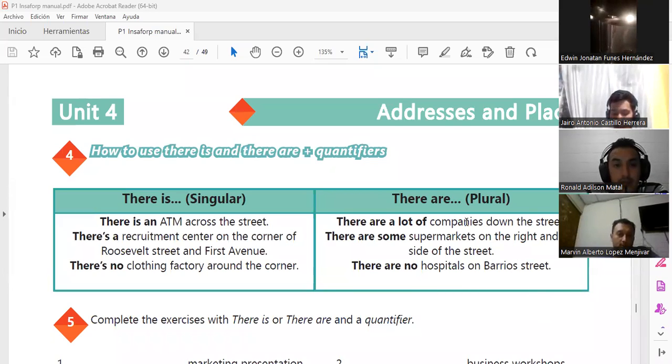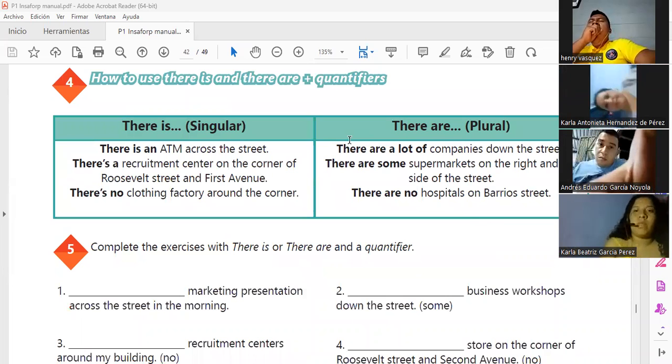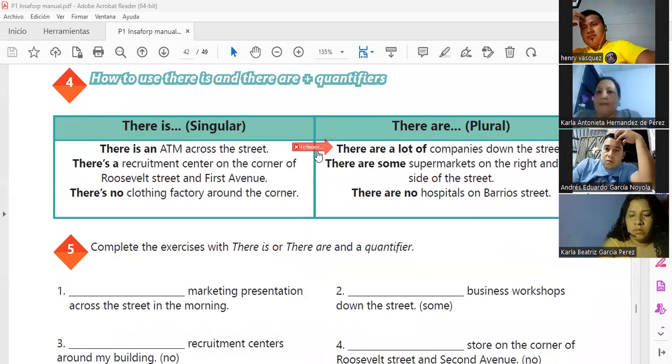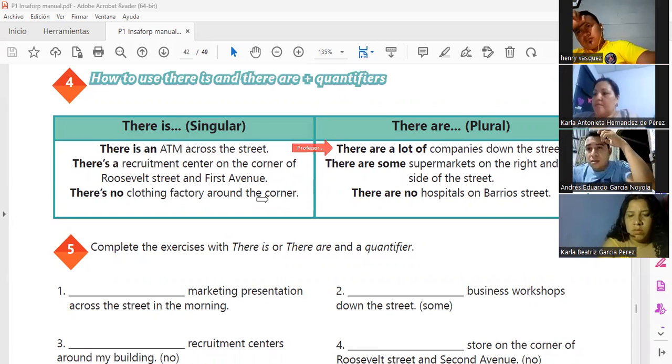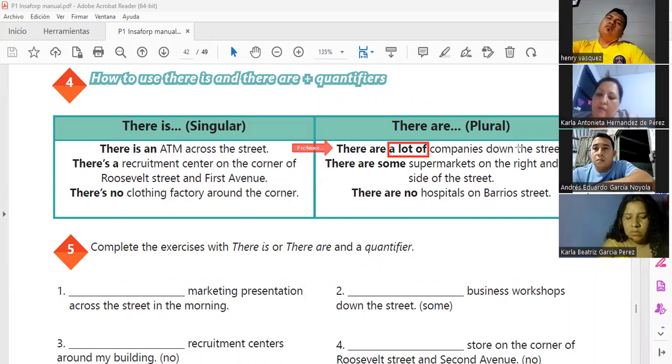So let's go with this one. There are, plural. Let's see, Andres. Number one, there are a lot of companies down the street. All right, very good. Now, what is the meaning of a lot of? It's like much. Algunas. Como algunas. Una cantidad. Varias. Varios. Mucho. Muchos. Excellent. Más bien muchos. A lot of.